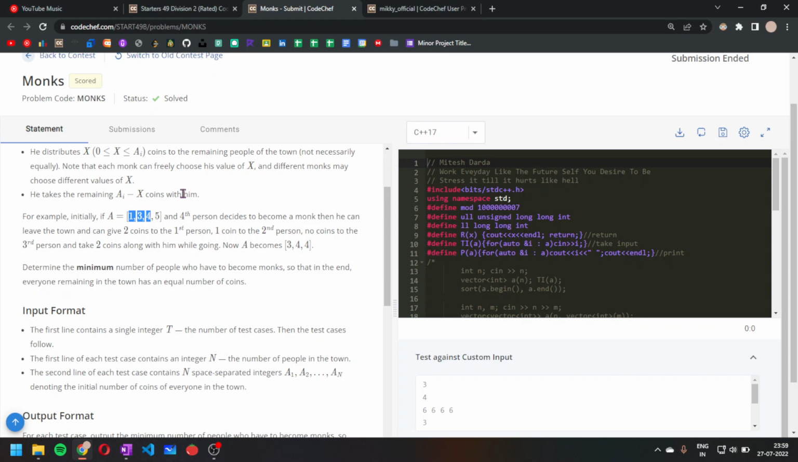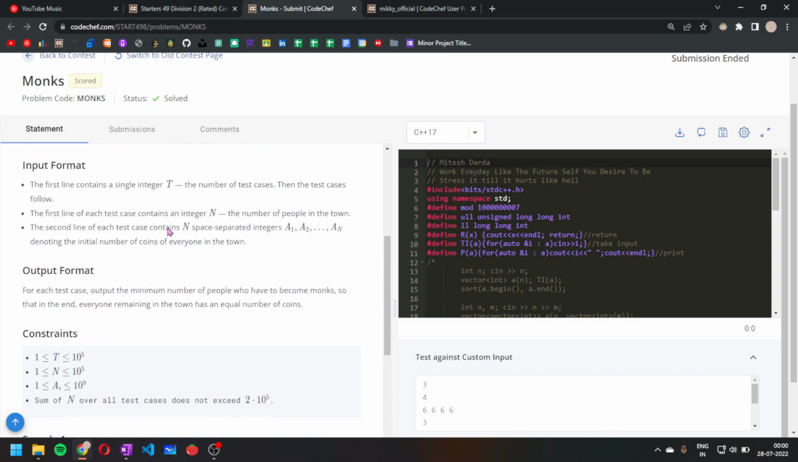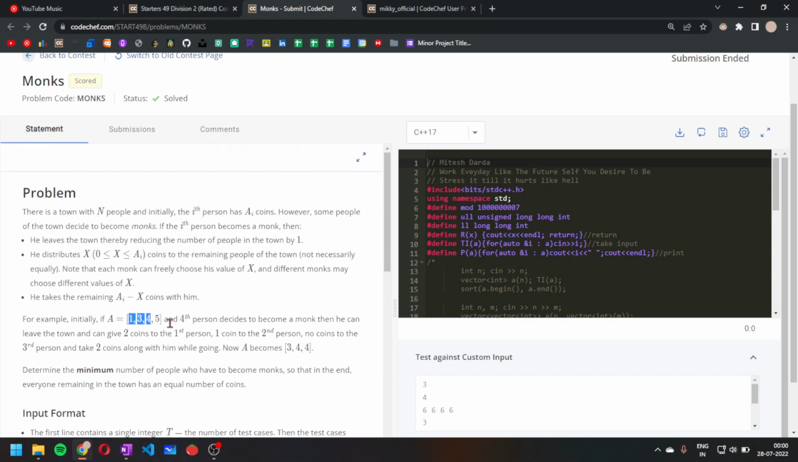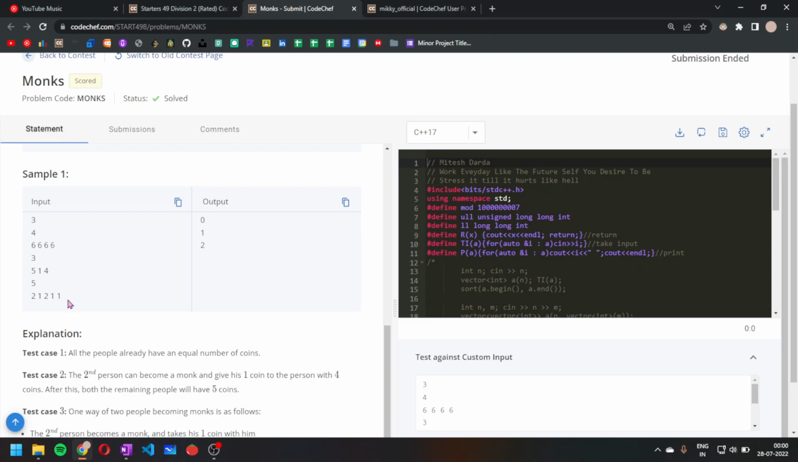So let's say this monk can distribute a total of 5 coins. Let's say he has distributed 4 coins to the first person and 1 coin to the second person. In that way, all of these persons are going to have 4 coins each. So we want to find out how many persons should become monks such that the persons who are left have an equal number of coins. So let's look at an example.